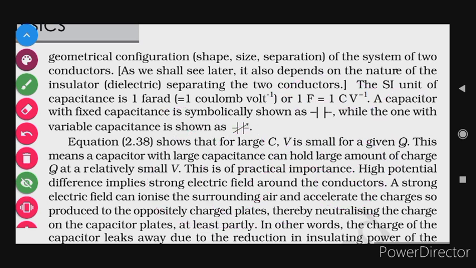1 farad is a very big unit, so we use smaller practical units, microfarad or picofarad. A capacitor with fixed capacitance has this symbol, and its capacitance cannot be changed. In a variable capacitor, the symbol is this. We'll understand how we can change it: we can change the distance between the plates, or increase the area, and that changes the capacitance. But we'll move to the next paragraph now.